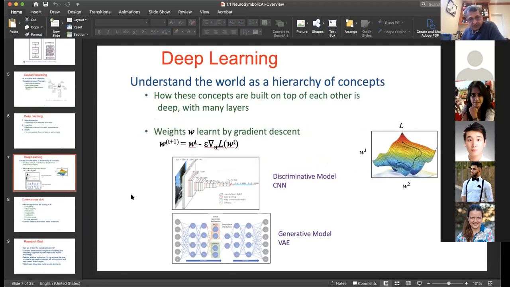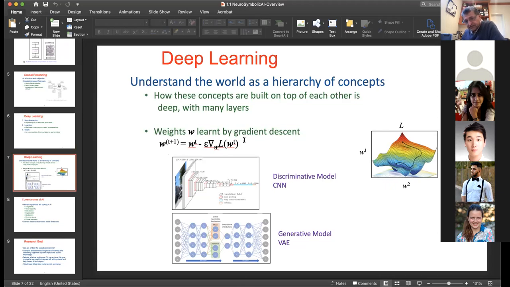And deep learning is done using backpropagation. This is a convolutional neural network. This is a variational autoencoder, and this is the gradient space where we have a loss function defined in terms of weights W1 and W2, and we apply gradient descent to figure out W(t+1) from W(t). All this is done efficiently by backpropagation.